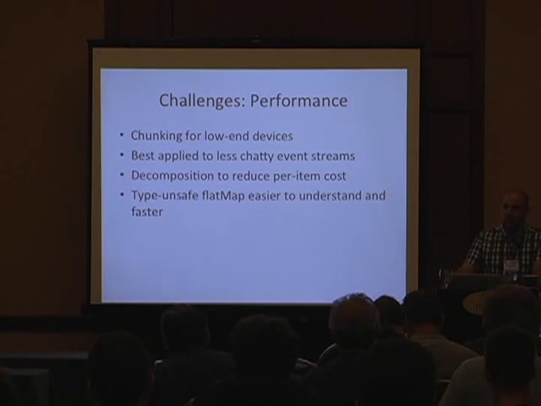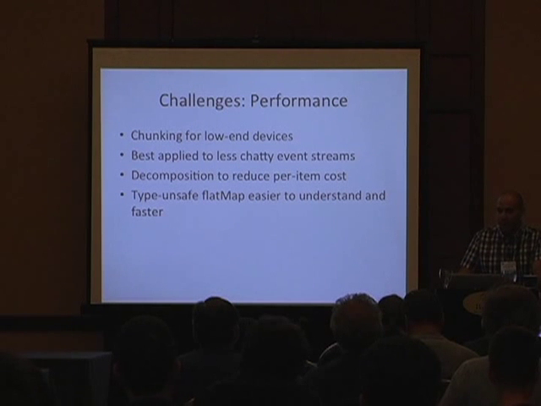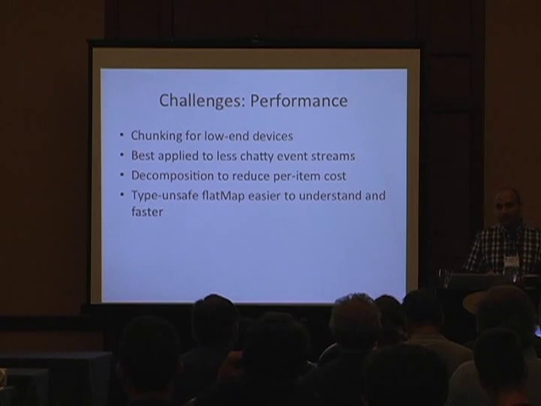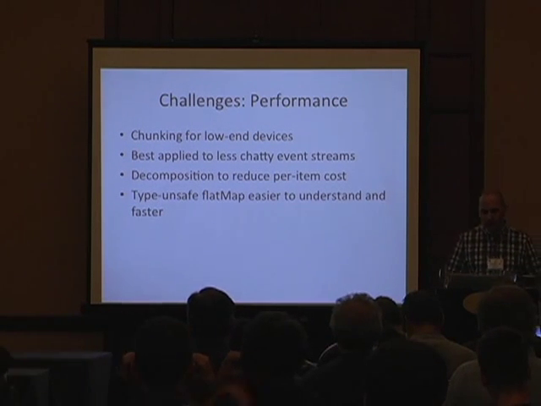Also, there are little things like the luxuries of type unsafeness. With flat map, every now and then you don't know whether you're going to generate another observable inside of a flat map or just a scalar value. Having to wrap it in an observable to satisfy the type constraints can add quite a bit of overhead. So relaxing those type constraints we found can be a performance win on some of our low-end devices.